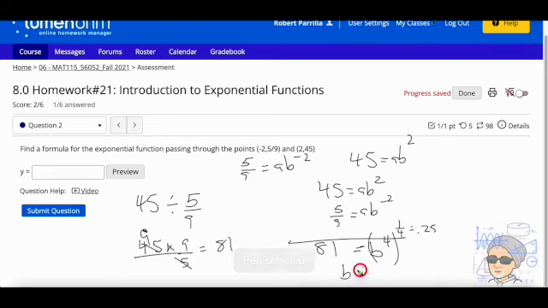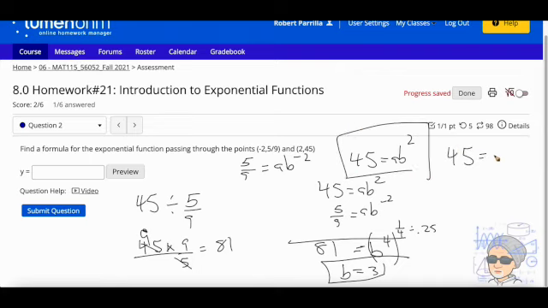So b is 3, and a is still not determined. We have to solve for that one. Okay, so if b is 3, then we're going to look at this one. And 45 is equal to a times 3 squared. 3 squared is 9. Okay, and 45 divided by 9 is 5. So 5 is equal to a. And we're done with this problem.